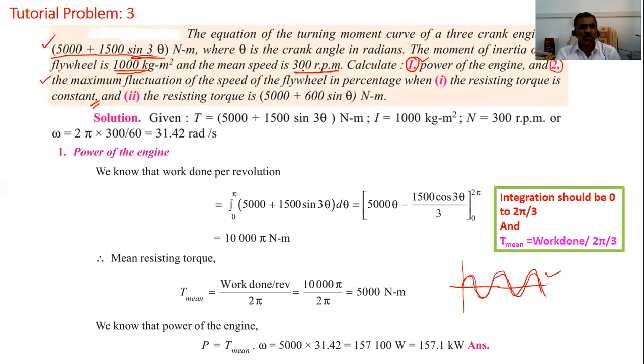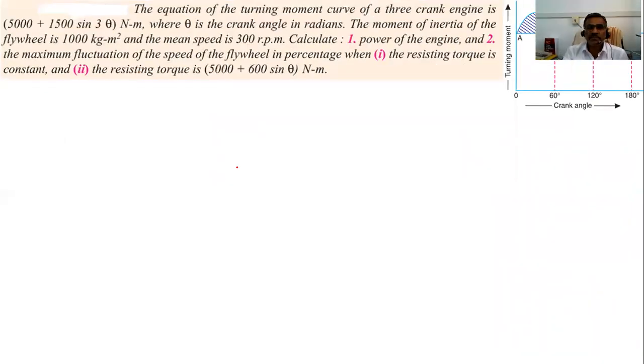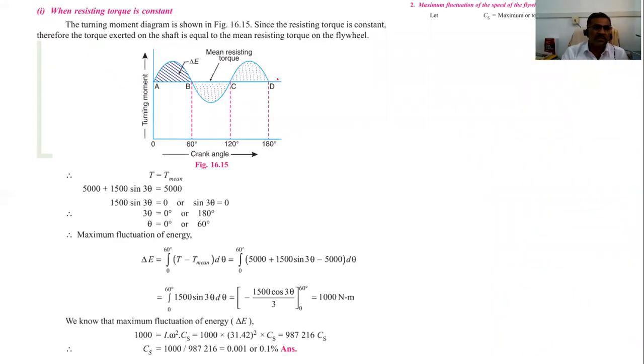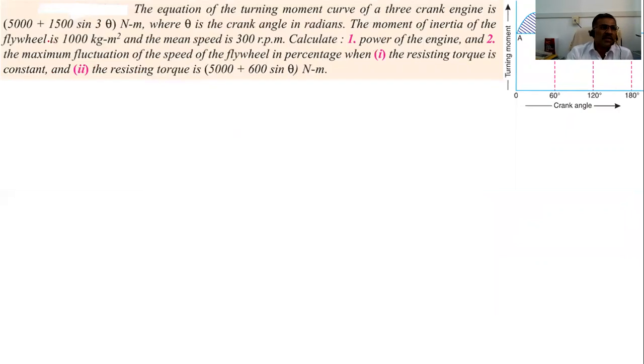So for that, what you have to do is, the curve is given. If you want to calculate the work done, what you have to do? See, the curve is given here. The turning moment curve is like this. So how to find this? In the problem, it is given: you take 5000 plus 1500 sine 3 theta.